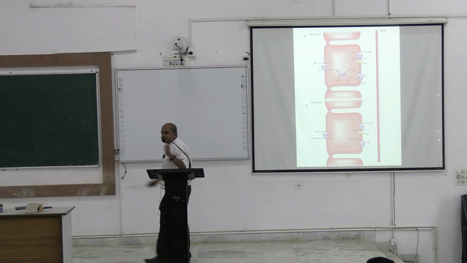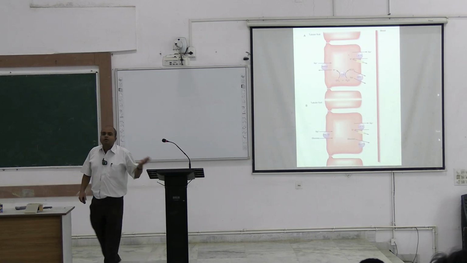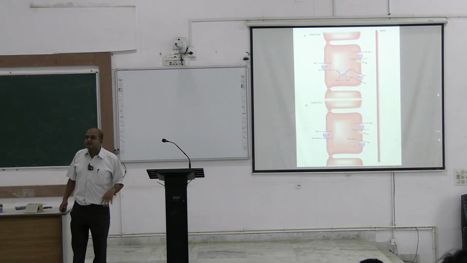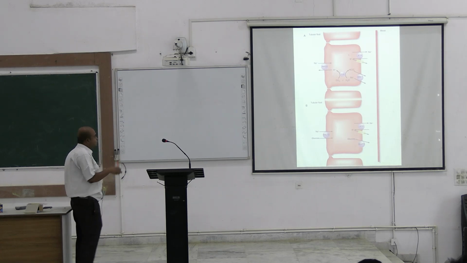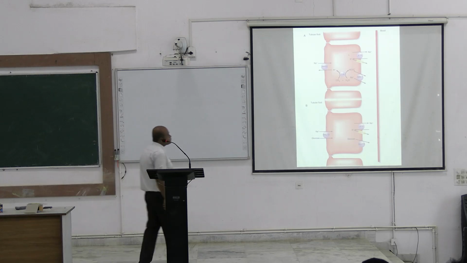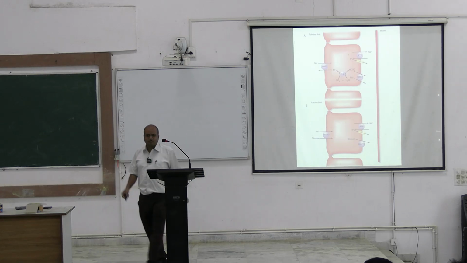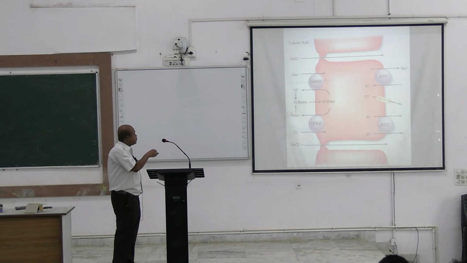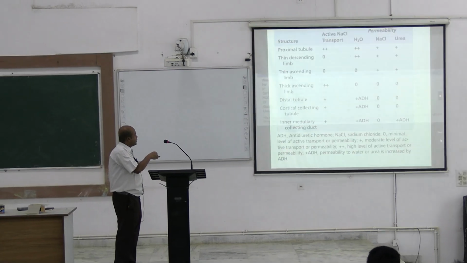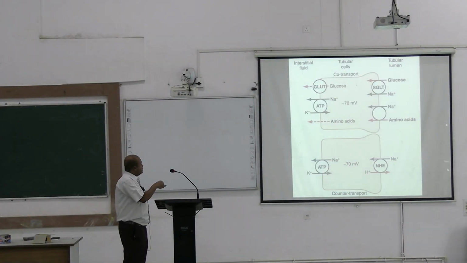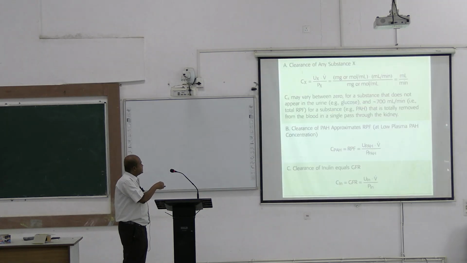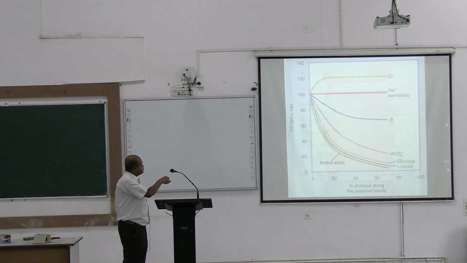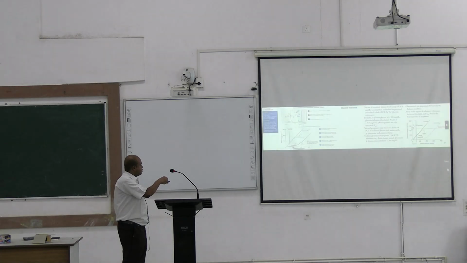In the case of juxtamedullary nephrons, it is the vasa recta. In cortical nephrons, it is the peritubular capillaries. Okay, reabsorption. So this is GLUT2, the facilitated diffusion of glucose. So glucose transport and water transport are what are needed. This we have done. These things we have done.